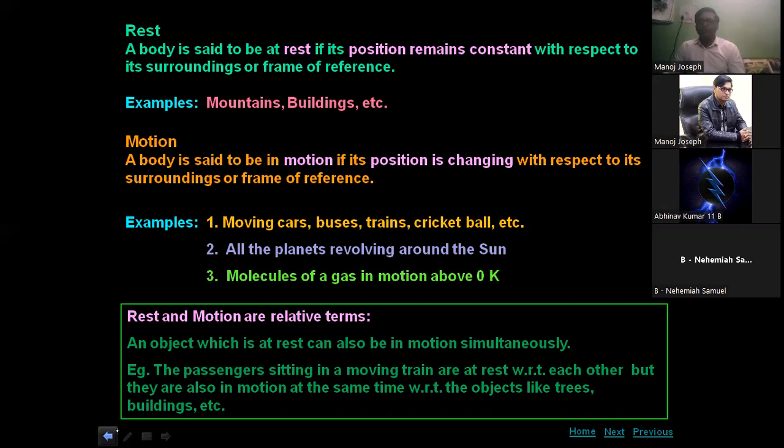The bus is moving, but the person who is sitting next to you in the bus or in the car, or in any vehicle which is moving, there is no gap generating between you and the person. You are at the same point. So with respect to the interior of the vehicle, you are at rest, but for the person who is observing you from outside of the vehicle, you are moving. So at the same time, an object can be at rest or in motion. This is called rest and motion are relative terms.